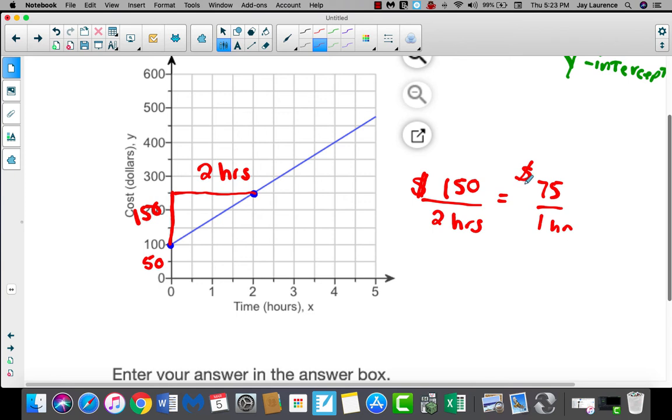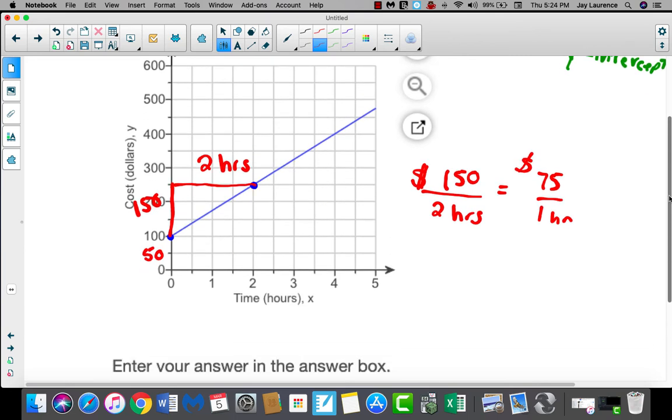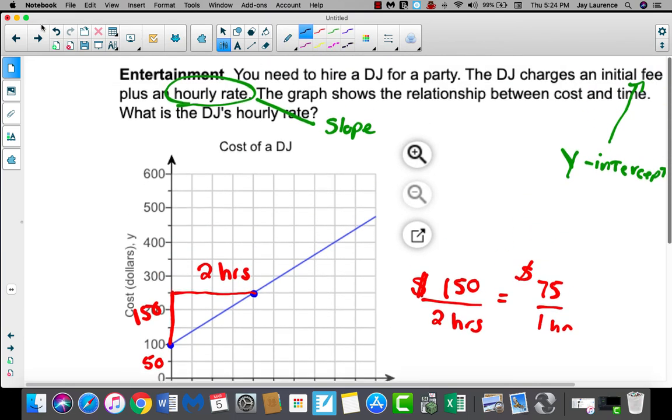Ladies and gentlemen, you can do this. This stuff is simple. All right. Let's move right along. Moving right along.